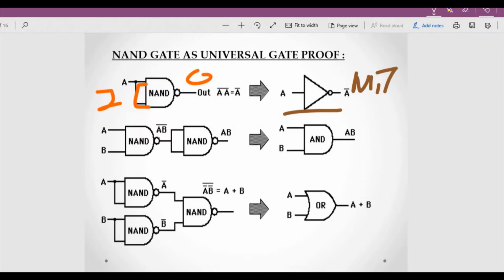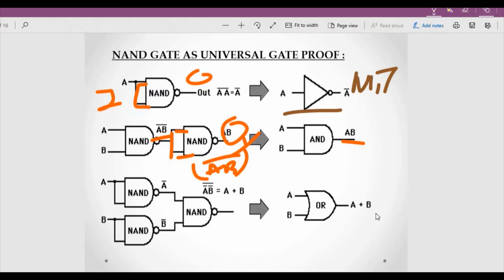Next, the AND gate has two inputs and the logic we require is A into B. When we take a NAND gate, its output would be A dot B. We create an inverter with the help of a NAND gate and feed the output of the NAND gate into the inverter. So we get A B and then its complement. The double complements cancel each other and you receive only A dot B. This is how we create an AND gate.